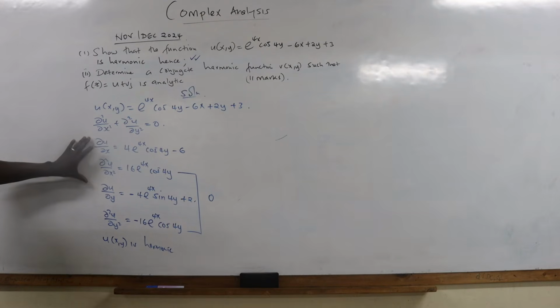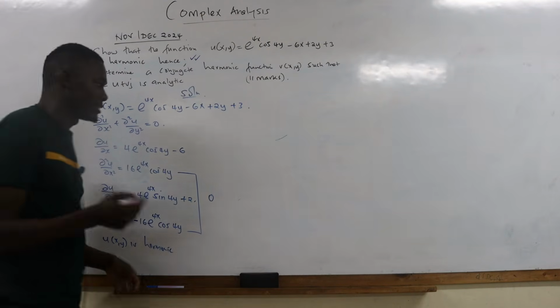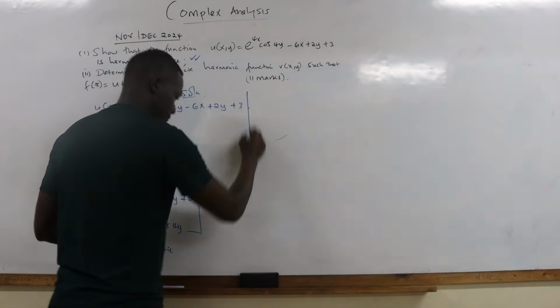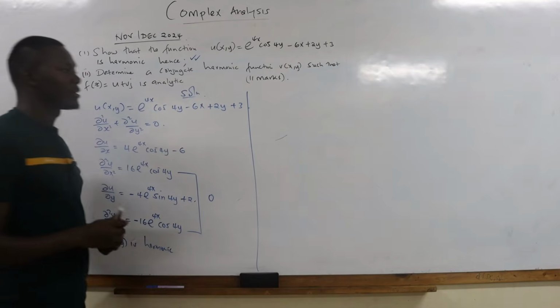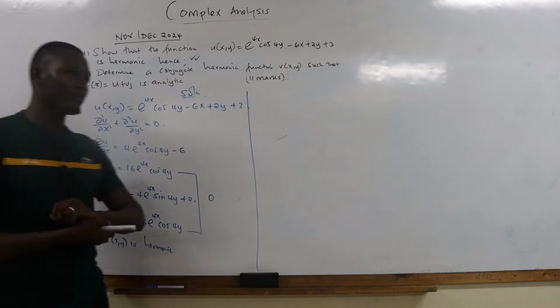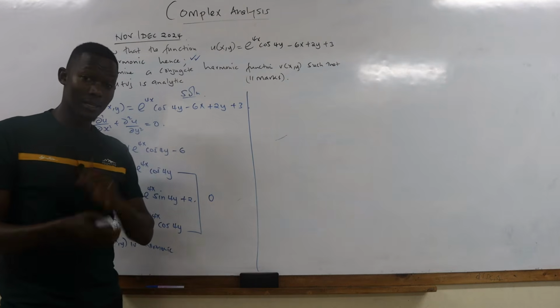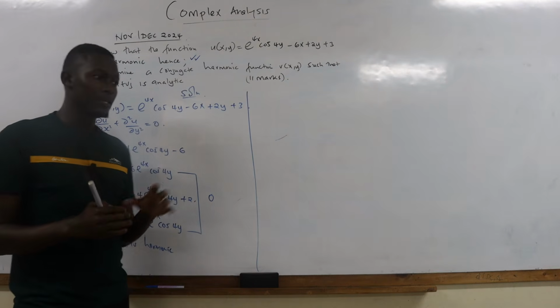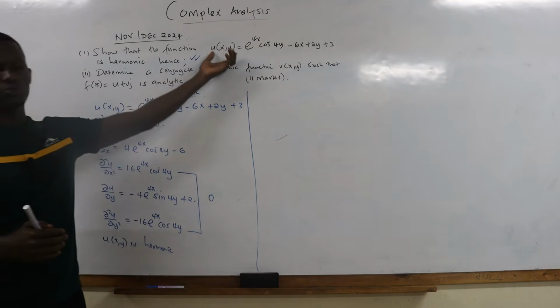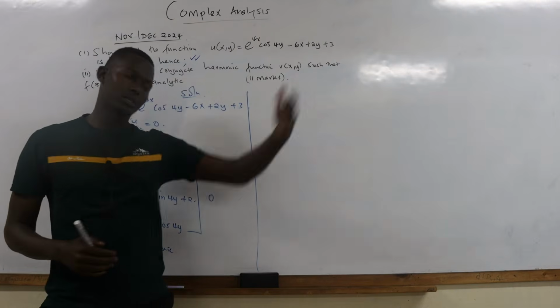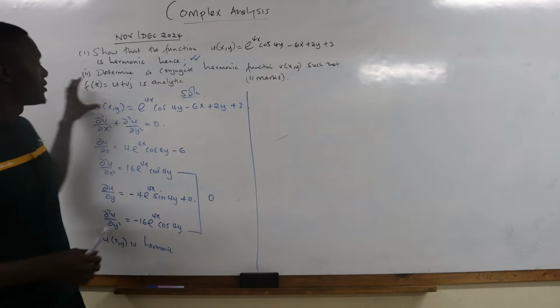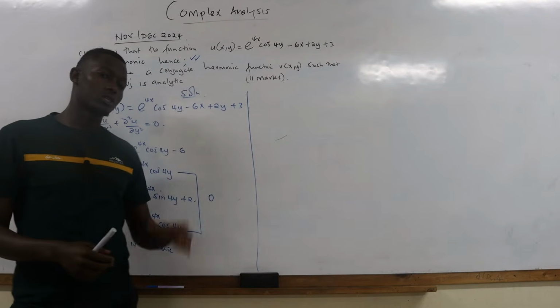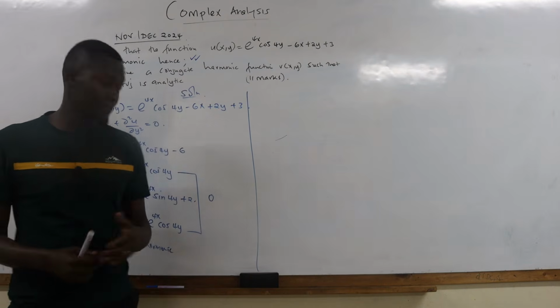Now whatever we have here, especially the first derivative, is going to help us in working the second part. The second part is asking that you determine the other part of the function. Remember, a function has a real part and an imaginary part. You have been given the real part, which is u. Now you determine the imaginary part that makes the whole function to be analytic.